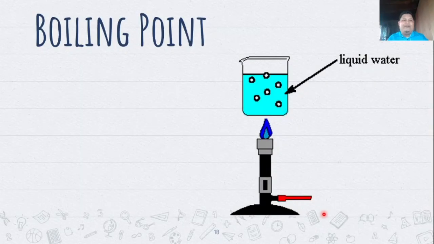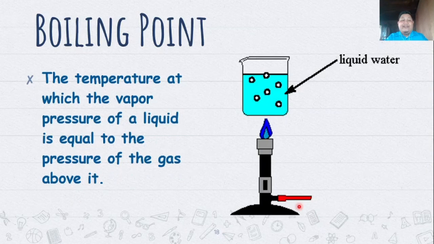Next, boiling point. When we say boiling point, it is the temperature at which the vapor pressure of a liquid is equal to the pressure of the gas above it. And it is the temperature at which the liquid starts to boil to become gas. So, melting point is from solid to liquid, the temperature at which the solid becomes liquid. Freezing point, the temperature at which the liquid becomes solid. And boiling point, the temperature at which the liquid becomes gas.